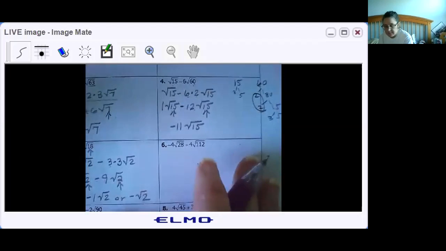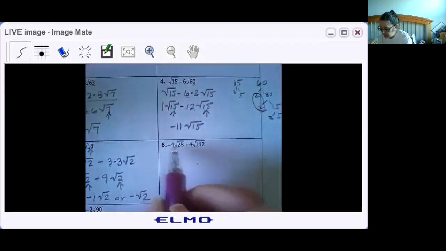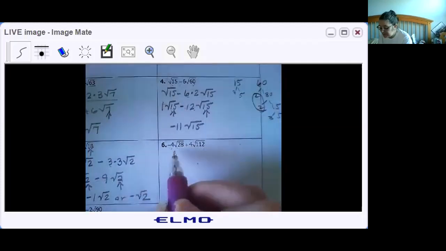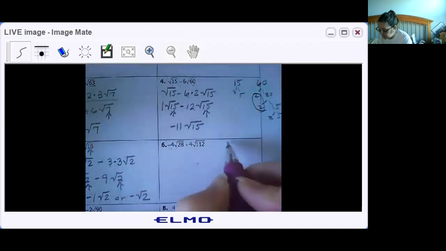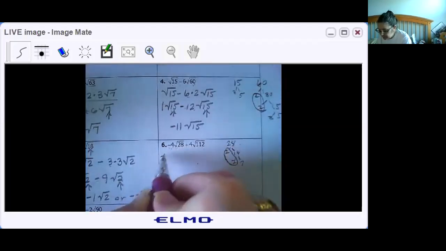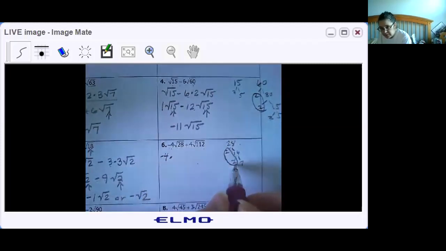On number 6, I have the square root of negative 4 times the square root of 28 plus 4 times the square root of 112. First things first, check to see if these are in simplest radical form. 28 is 2 times 14, which is 2 times 7. So I've got to rewrite it. I had the minus 4 on the outside already, times the square root of 28 in simplest radical form. So this becomes 2 times the square root of 7.